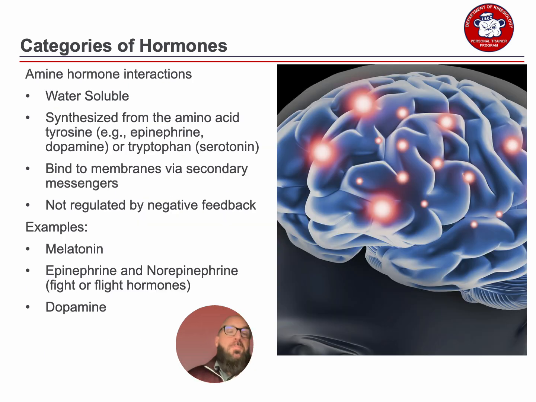Okay, a couple more categories here. We have amine hormone interactions. They're water soluble. They're synthesized from the amino acid tyrosine. Examples would be epinephrine, which we'll talk about a little bit later, and dopamine. These are things in the brain, or tryptophan, which is serotonin. It kind of puts you to sleep, relaxes you.